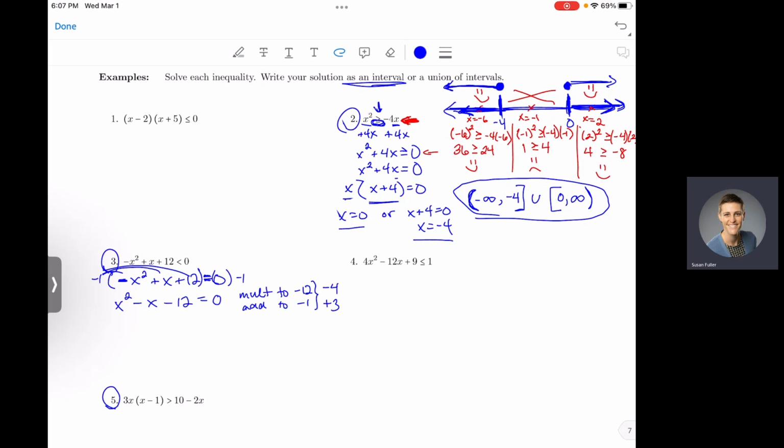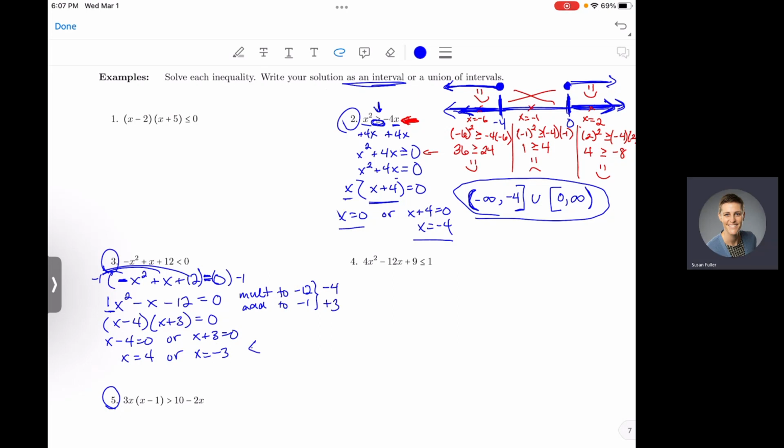You can always split your middle term and then chop it in half and take the greatest common factor out of each side. But because our leading coefficient is 1 here, that's going to make our lives a little easier, and this is going to factor into x minus 4 times x plus 3. And we're going to have that equaling 0. So I'm going to set each factor equal to 0. So either x minus 4 equals 0 or x plus 3 equals 0, in which case x is going to be 4 or -3. Those are our two values that we're going to put on a number line.